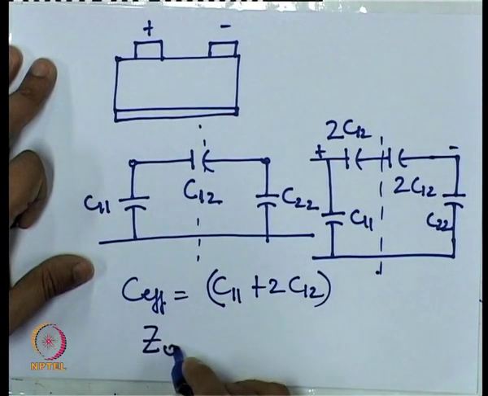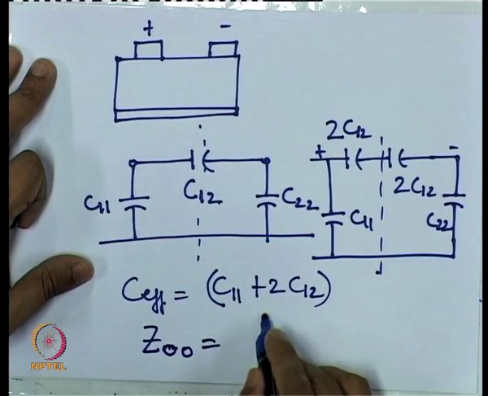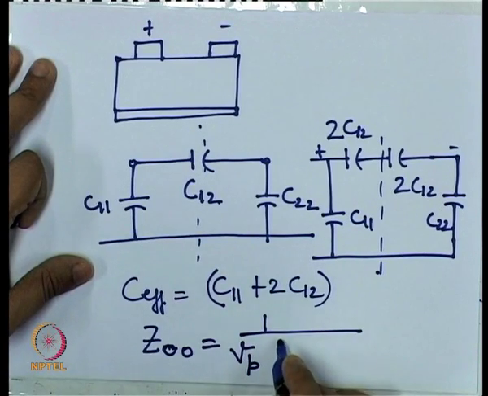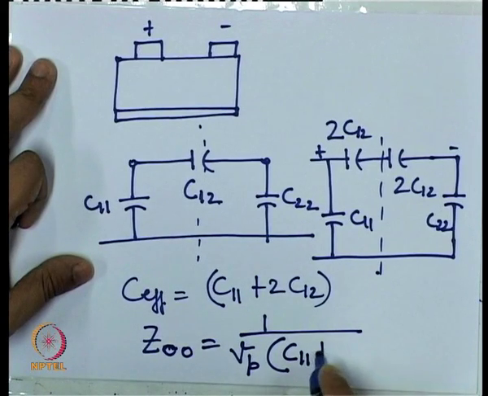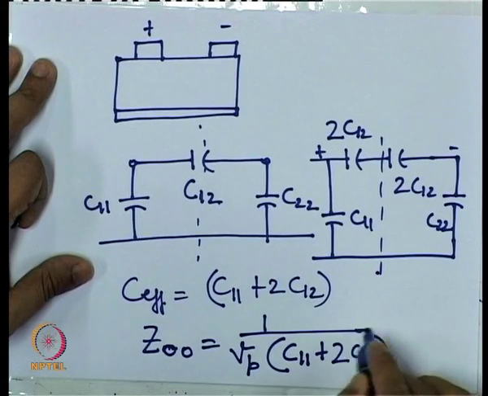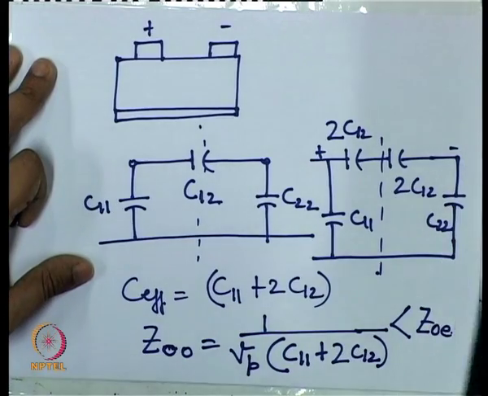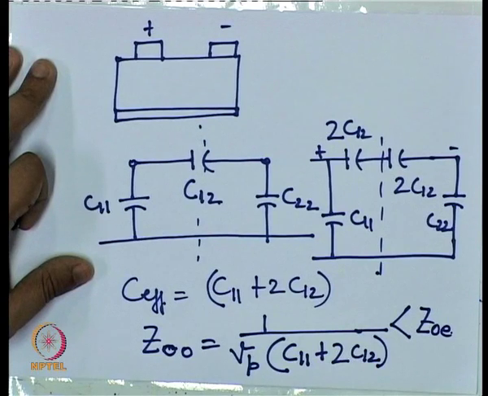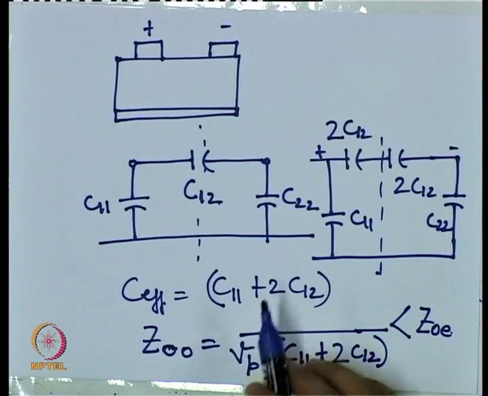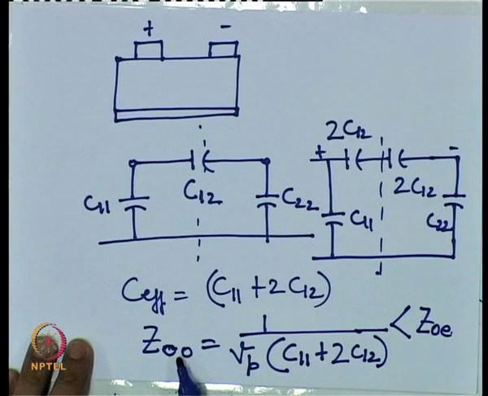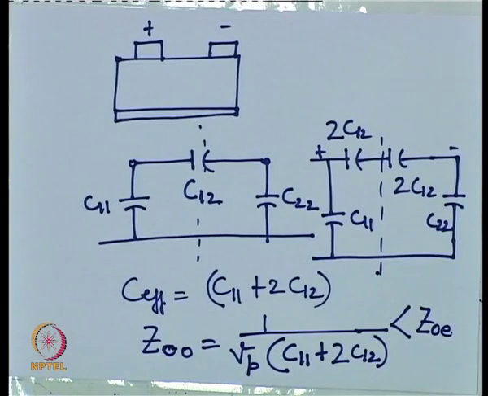In that case, for the odd mode, Z0O will be given by the square root of L upon C effective. Now, this is lesser than Z0 even, as we had seen. So, this is something that we have to understand for coupled lines. There is the concept of odd mode and even mode characteristic impedances, and we saw that the even mode characteristic impedance is greater than the odd mode characteristic impedance. Now, with this knowledge, let us proceed to the coupled line coupler.